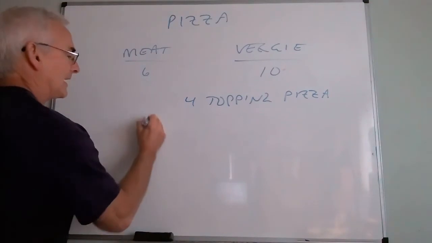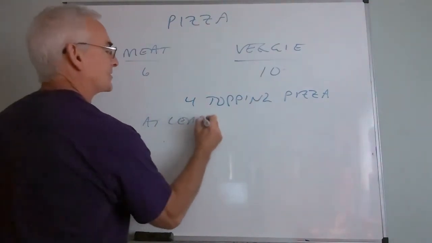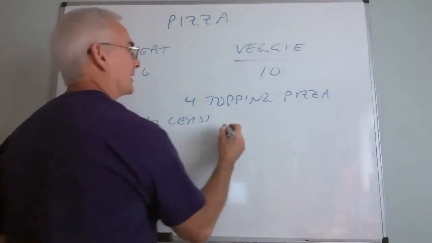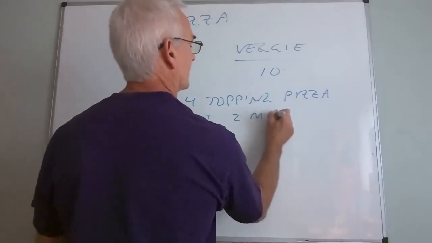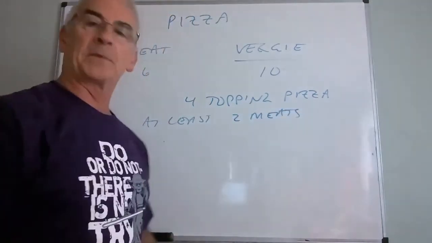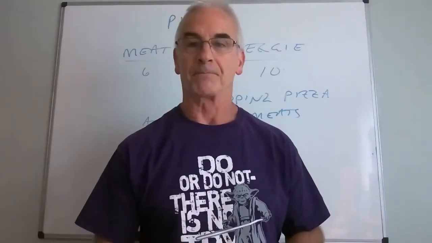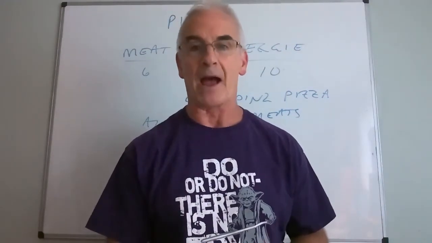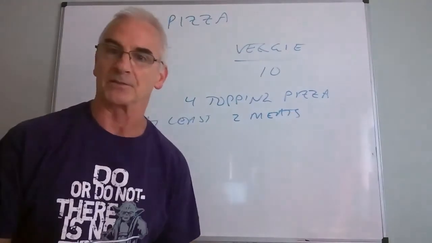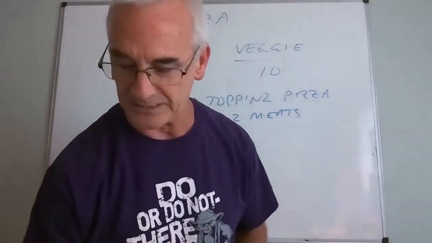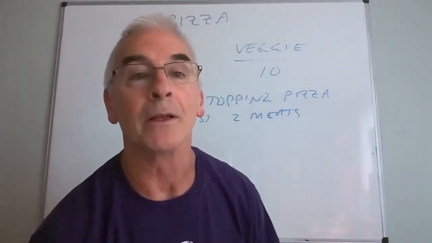And you want at least, let's say, at least 2 meats. You're going to order a 4-topping pizza with at least 2 meats. I would like you to tell me exactly how many ways can that pizza be constructed. So I'm going to pause for a moment to give you a minute. You can do this on your own.